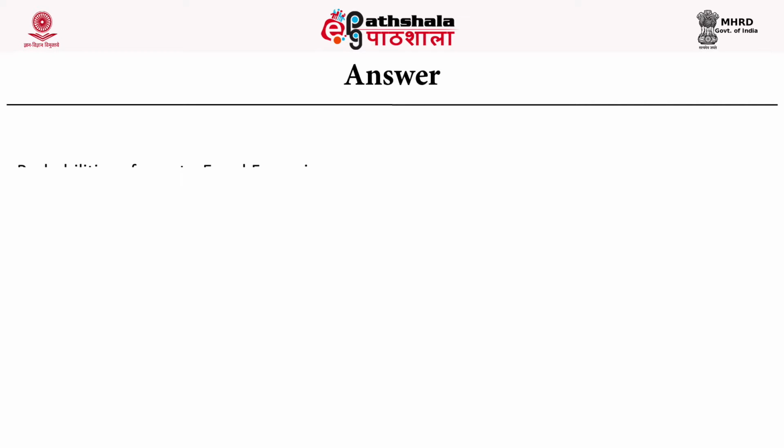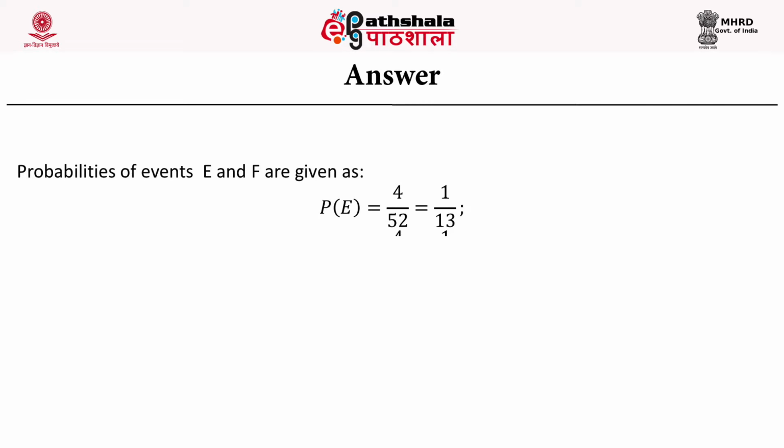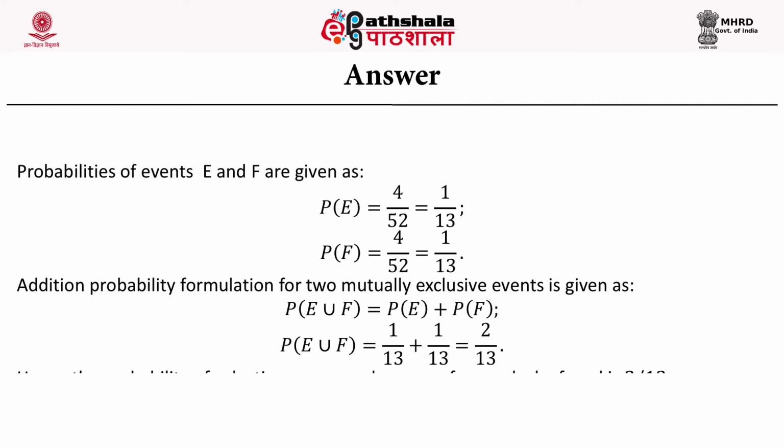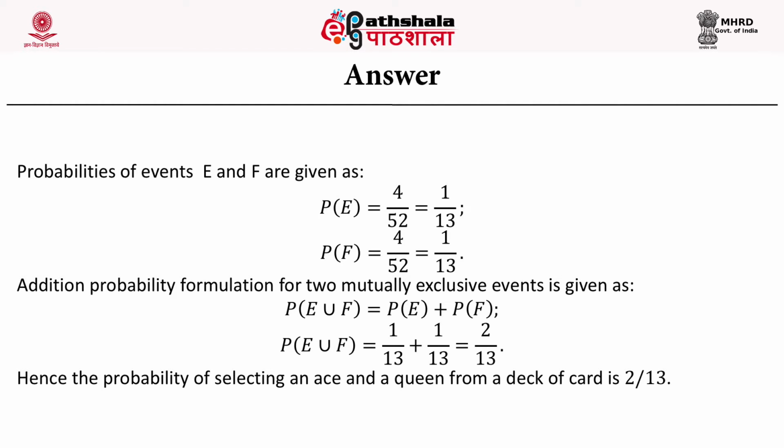So probability of events E and F are given by probability of E is equal to 4 divided by 52, because we have 4 cards of ace, and so the probability of E is equal to 1 by 13, and similarly we have 4 cards of queen in a pack of cards, so the probability of F is coming out to be 1 by 13. So the addition probability formulation for two mutually exclusive events gives probability of E union F, which is coming out to be 2 by 13. Hence the probability of selecting an ace or a queen from a deck of cards is 2 by 13.